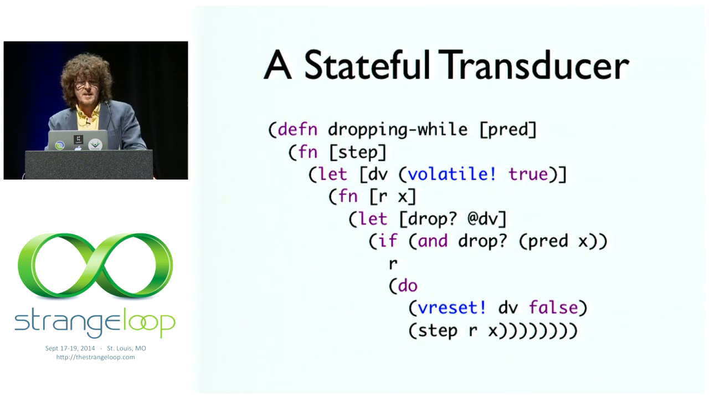So here's an example of a stateful transducer dropping while a predicate is true, right? So we start with our flag that says it's true, right? As long as it's still true, we're going to drop. When we see that it's not true, we're going to reset it and continue with applying the step. And then from then on forward, we're going to apply the step. So that is not the prettiest thing.